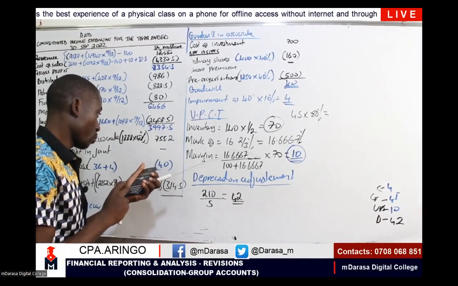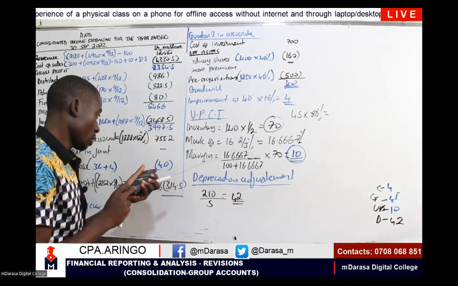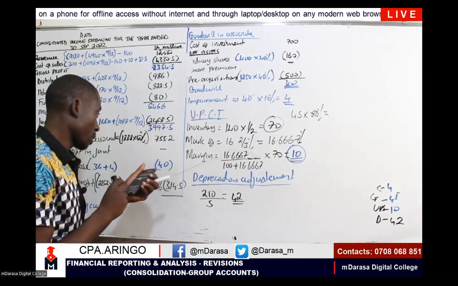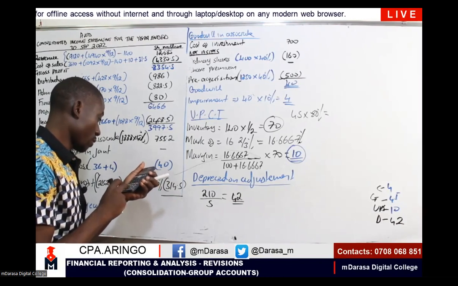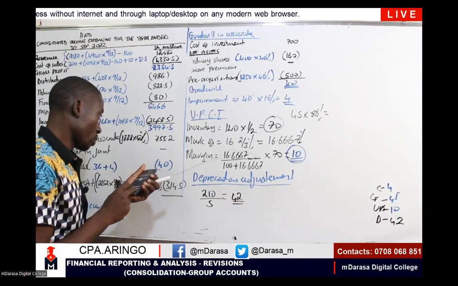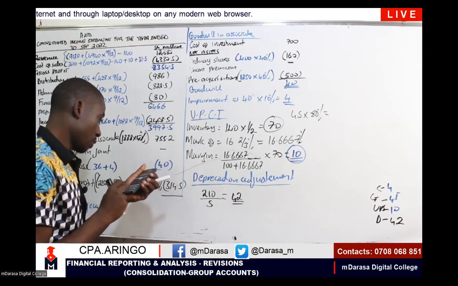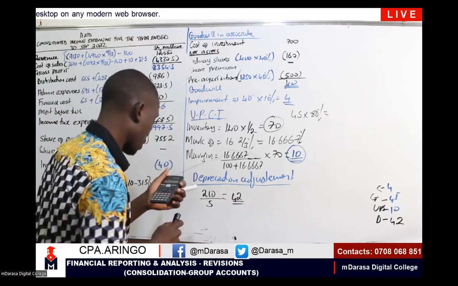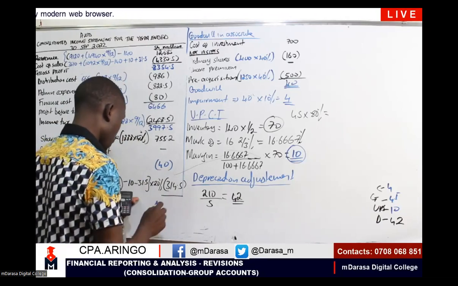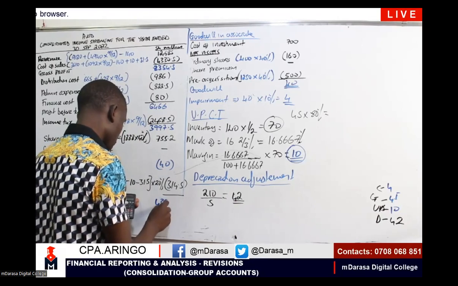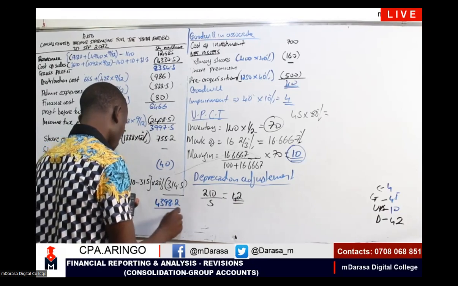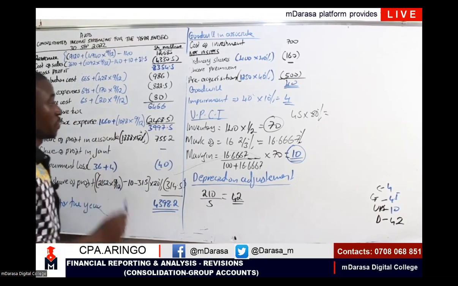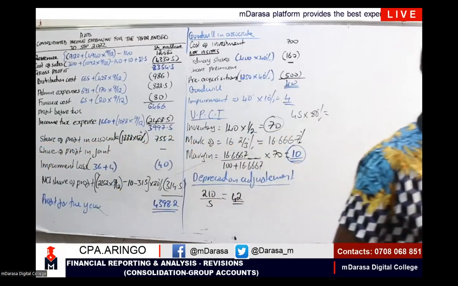3997.5 minus 775.2 minus 40 minus 314.5. In that case, you're saying that I'm having 3997.5 plus 755.2, right, minus 40, minus 314.5. So I'm getting a figure of 4398.2. That is what Mwalimu is getting. That will be our profit for the year. As simple as that.